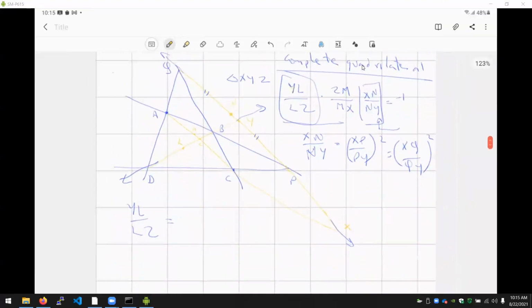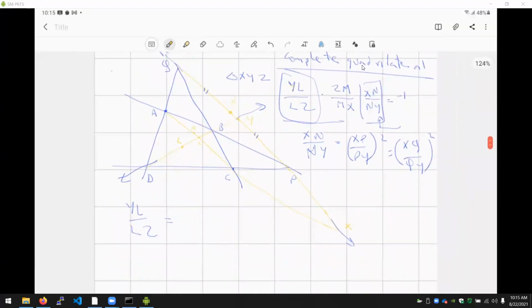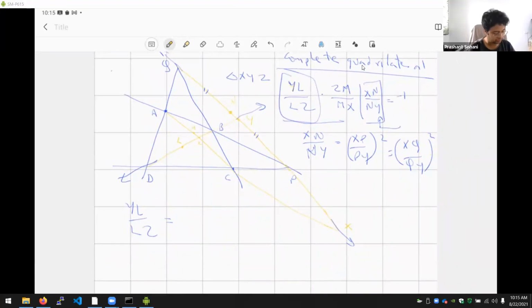So yl upon lz. Can we tell it similarly, yb upon yd the whole square? Exactly. So it will be equal to what? Can you repeat? Yb upon yd the whole square. Is it yb upon yd? Look at this part carefully. Yb upon bd, sir. BD.